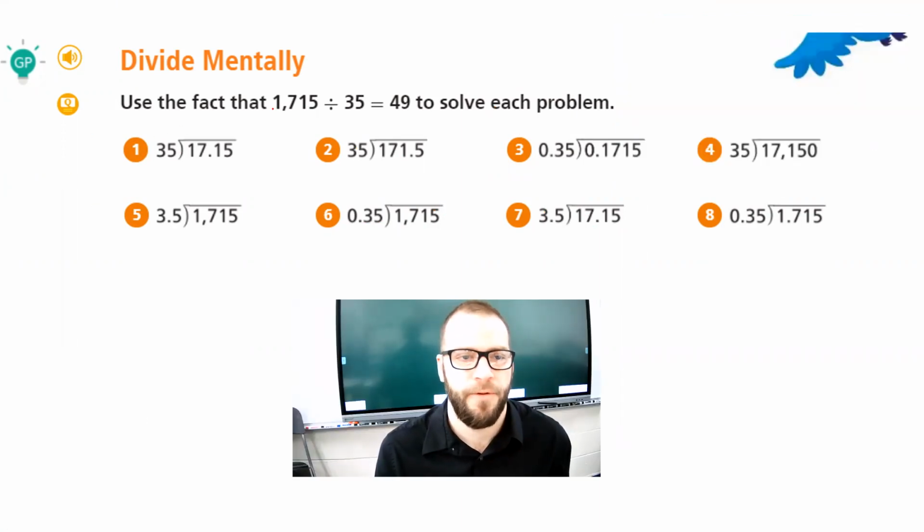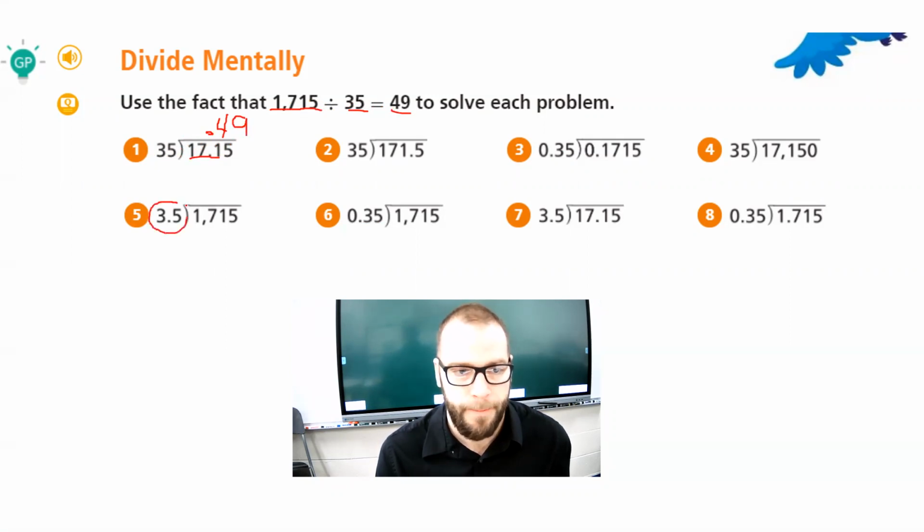So if this whole number divided by 35 is 49, what would this be? Well, does 3 go into 17? No, but it goes into 171. How many times? 4. How do I know that? I know it because they told me right here that 1,715 divided by 35 is 49. After you have everything left over, the 9 goes here, so I know that this answer is 49 hundredths.